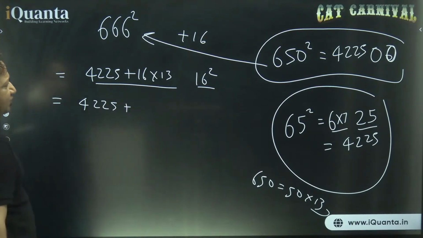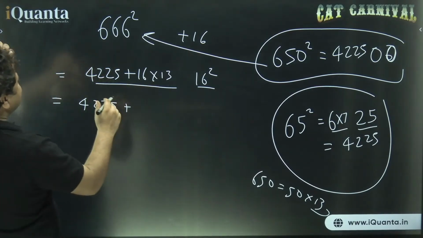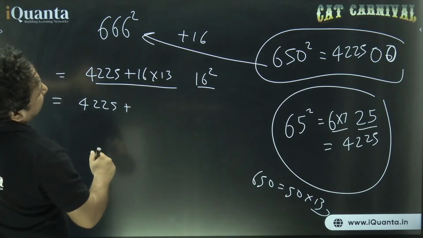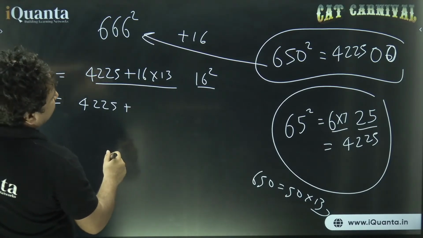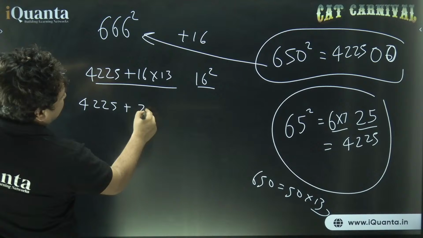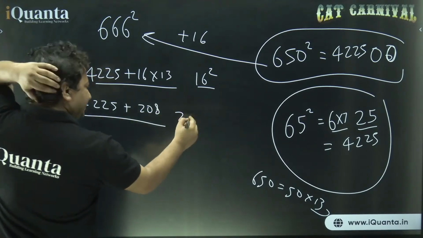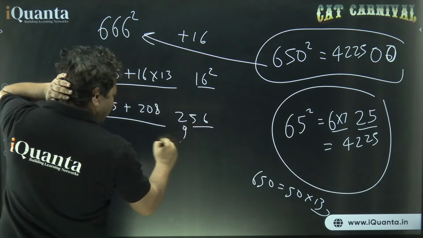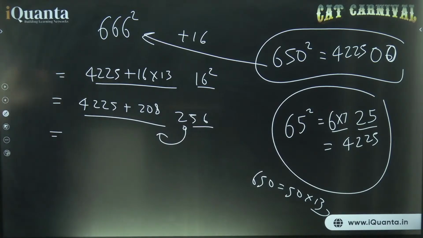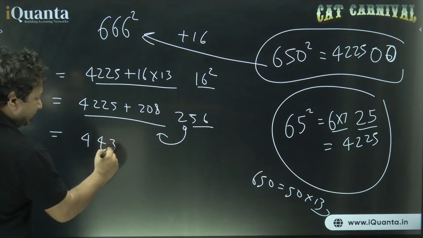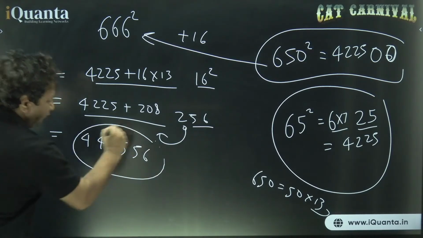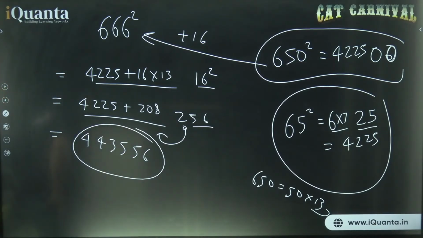If I multiply this, what do I get? 48. 208. Yeah, I'm right. And 256 here. 56 stays. 2 goes to carry forward. Let's add this up. 4433. 443556 would be the answer. Is that clear?